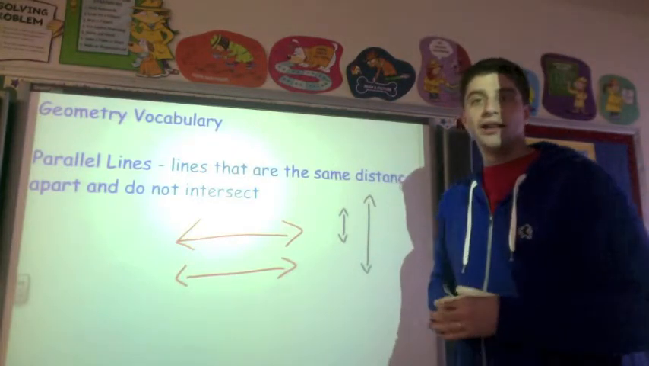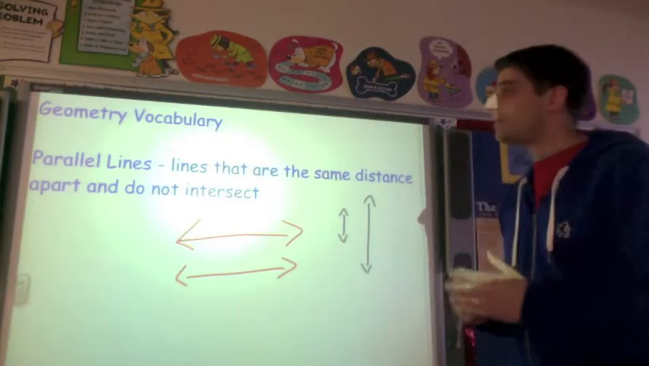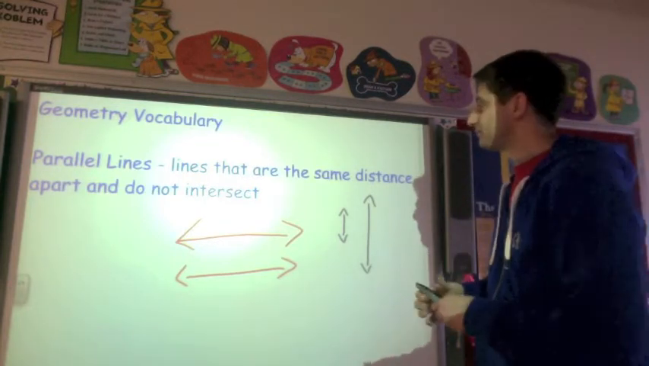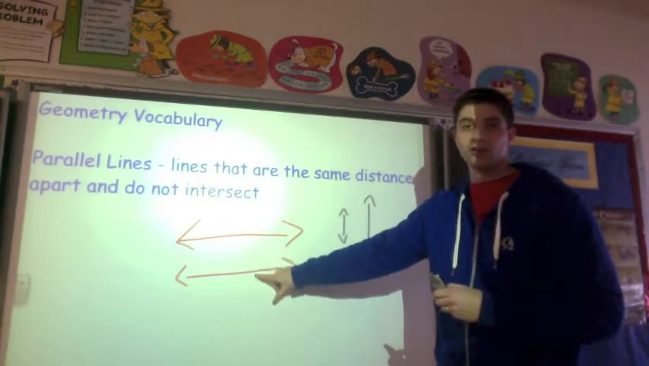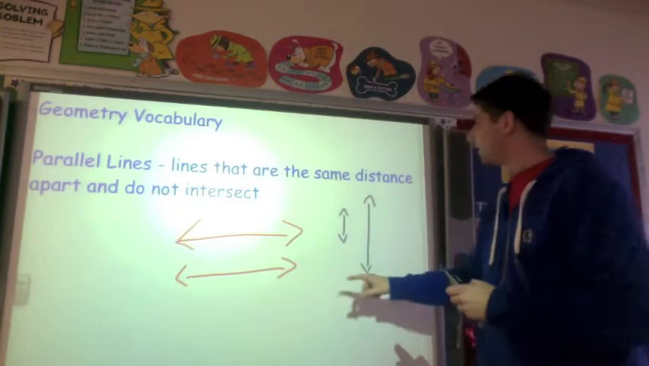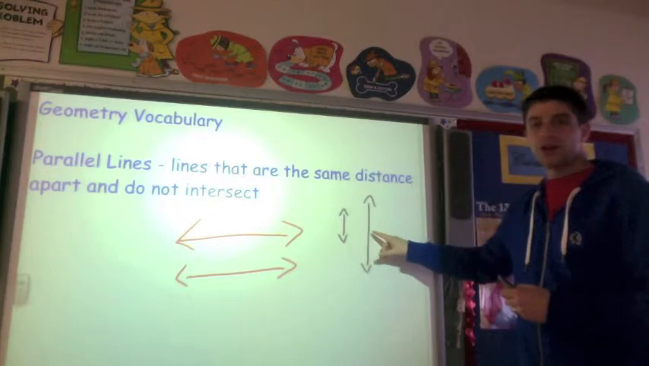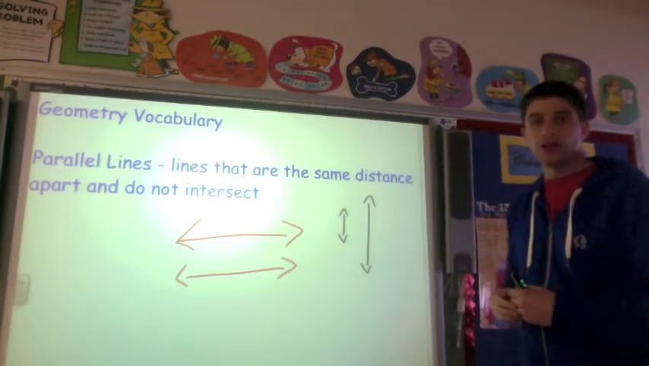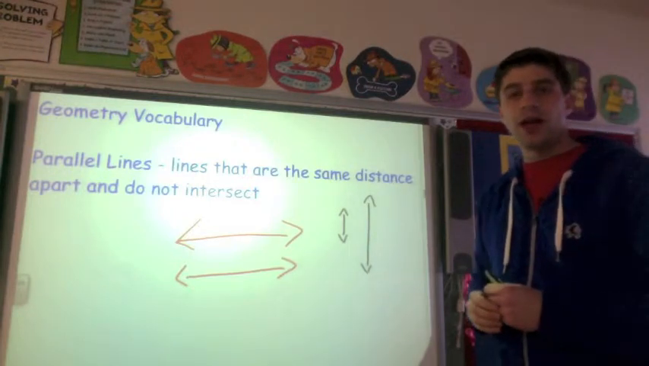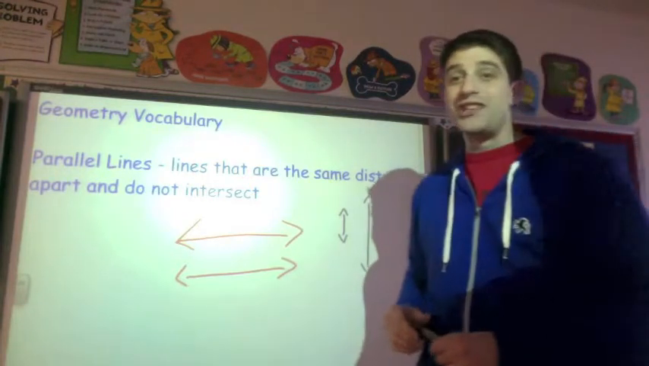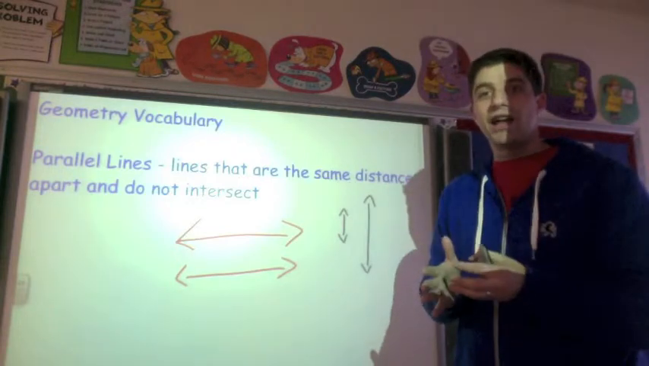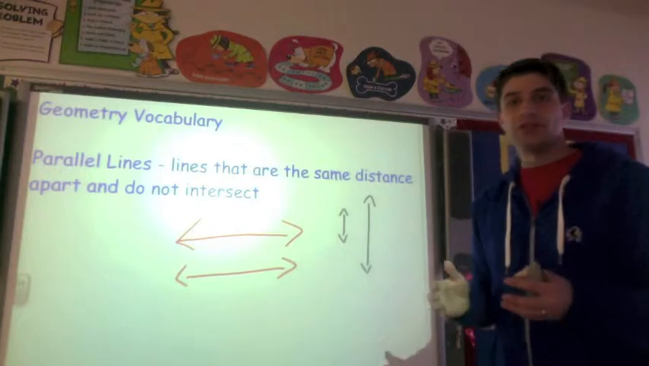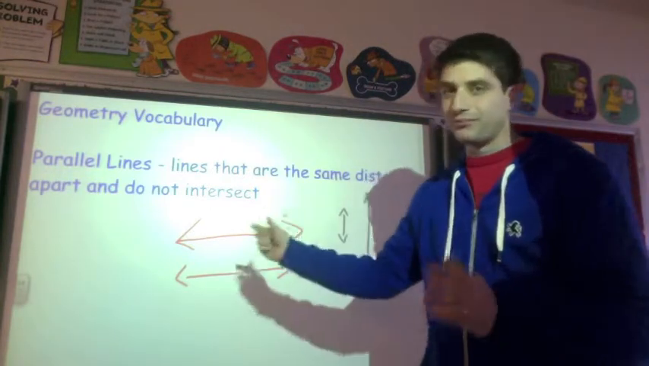I'll get on to my next vocabulary word, and it's parallel lines. Parallel lines are lines that are the same distance apart, but they don't intersect. They never meet. You can tell here, these lines will never meet. But if you look over here, one line is smaller than the other line. Do you think those are parallel lines? The answer is yes, they are. It doesn't matter the size. It just matters if they're the same distance apart, and as long as they never intersect, they never touch, they never meet, they're good to go.